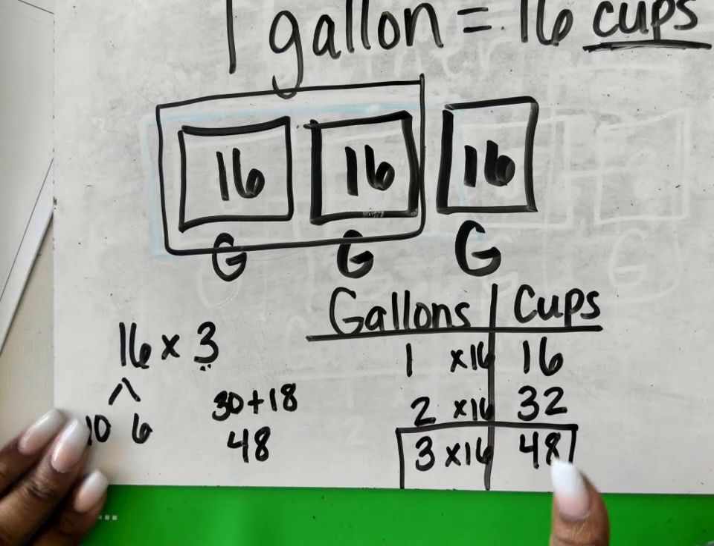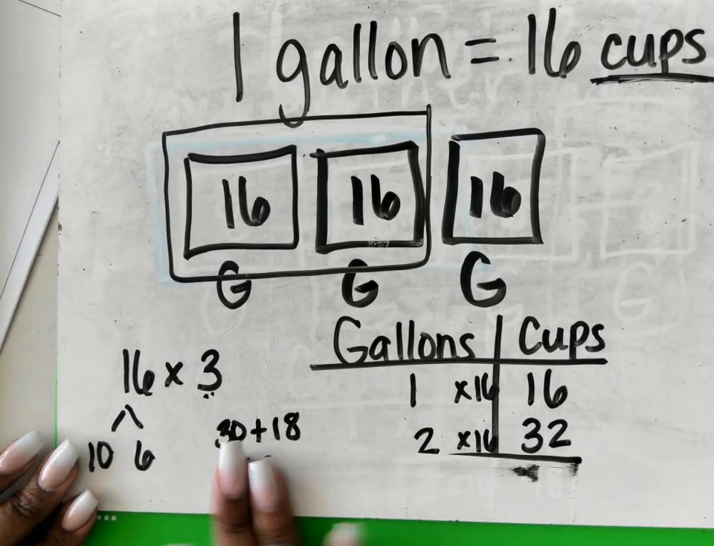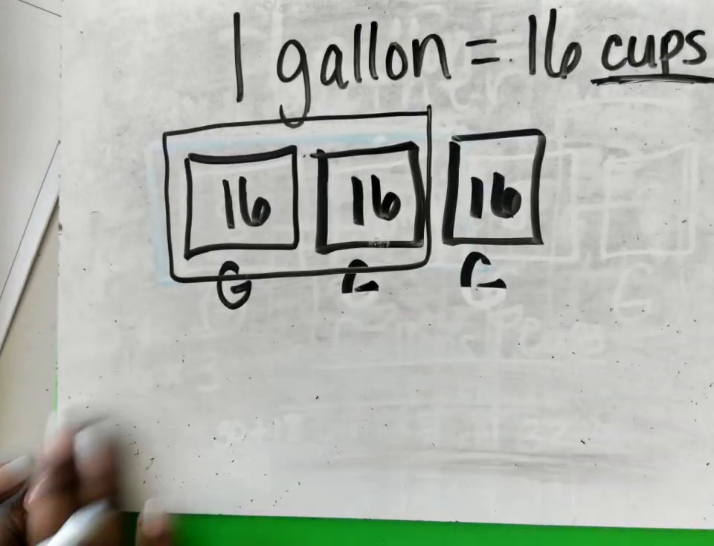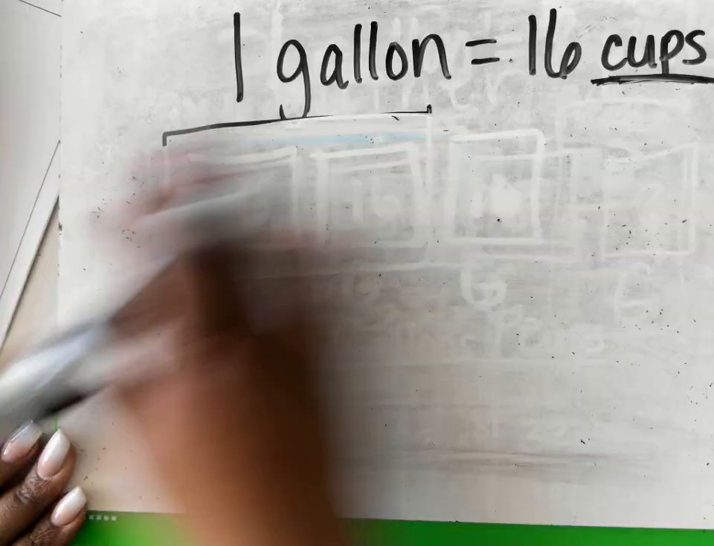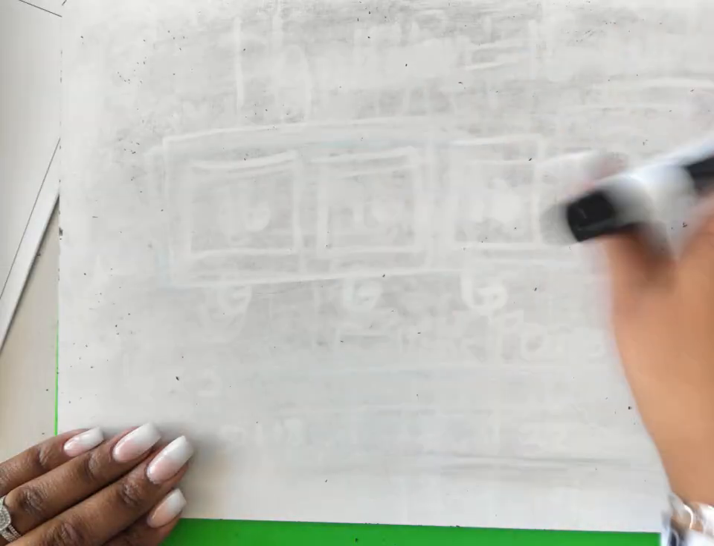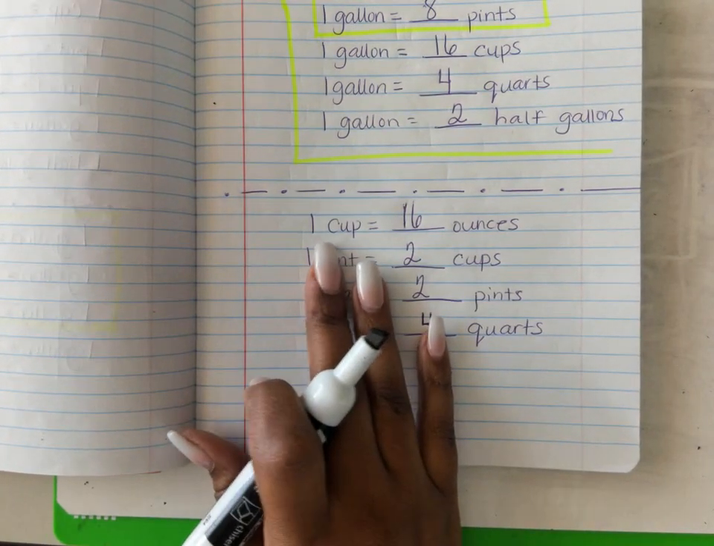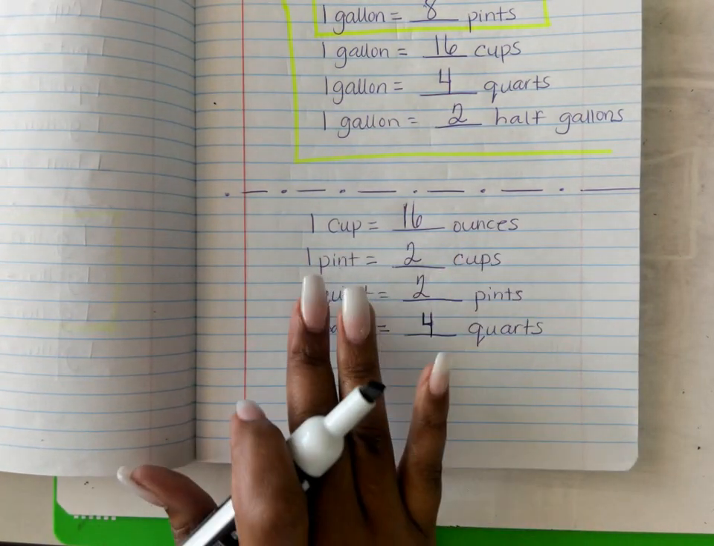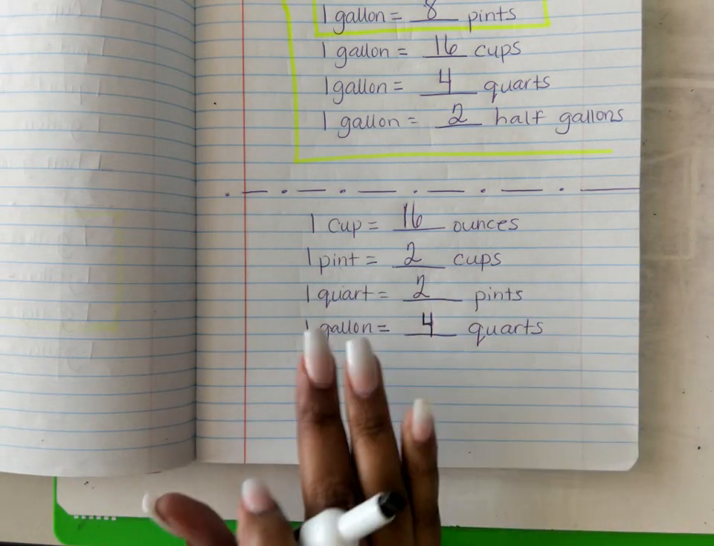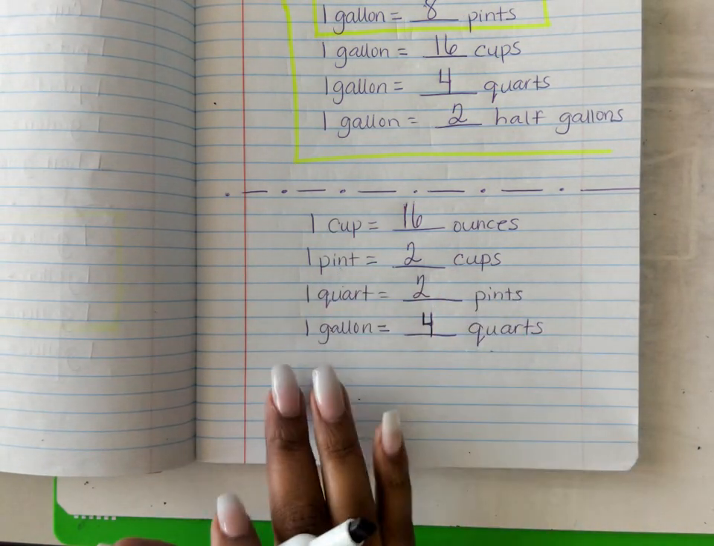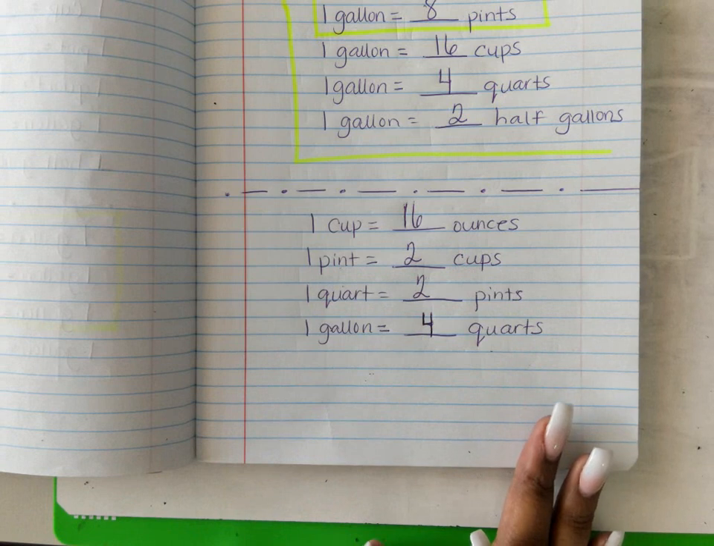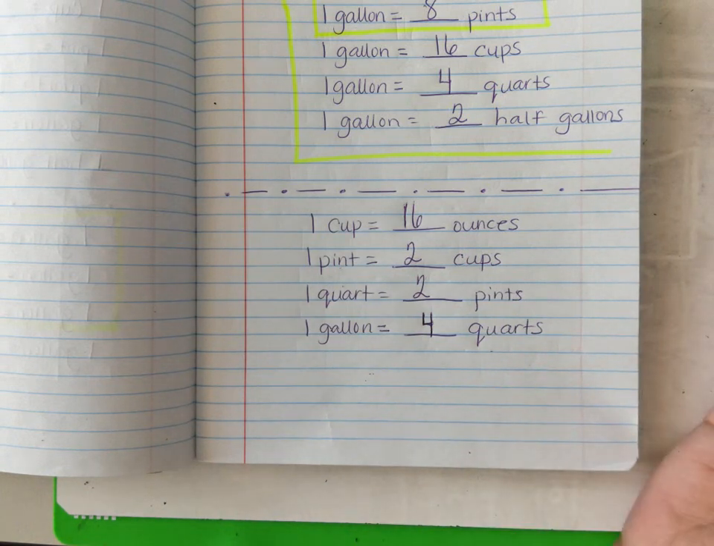Okay? So that's just a little bit of what we did today in class with converting. And that's just from gallons to pints, cups, quarts, and half gallons. But you also have what we talked about with the same as 1 cup to 16 ounces. 1 pint is 2 cups. 1 quart is 2 pints. And 1 gallon, again, is 4 quarts. So the same rule applies.